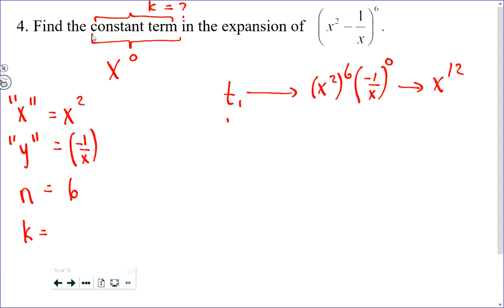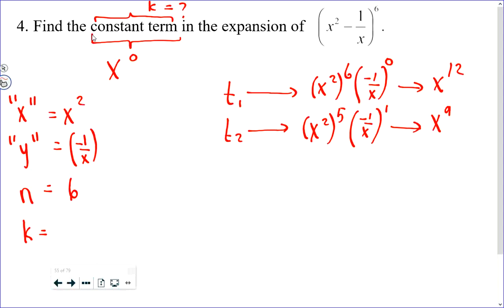The second term is going to contain the x squared raised to 1 less exponent. I'm not even using the formula here. I'm just using the pattern we established yesterday. And it's going to contain negative 1 over x raised to the 1. Well, x squared to the 5 is x to the 10, and we're dividing by x to the 1, which is x to the 9.